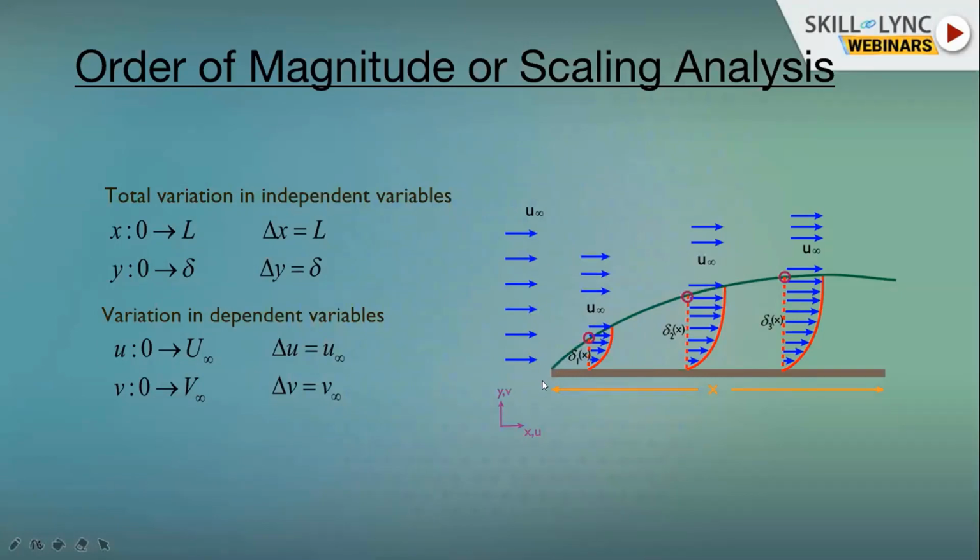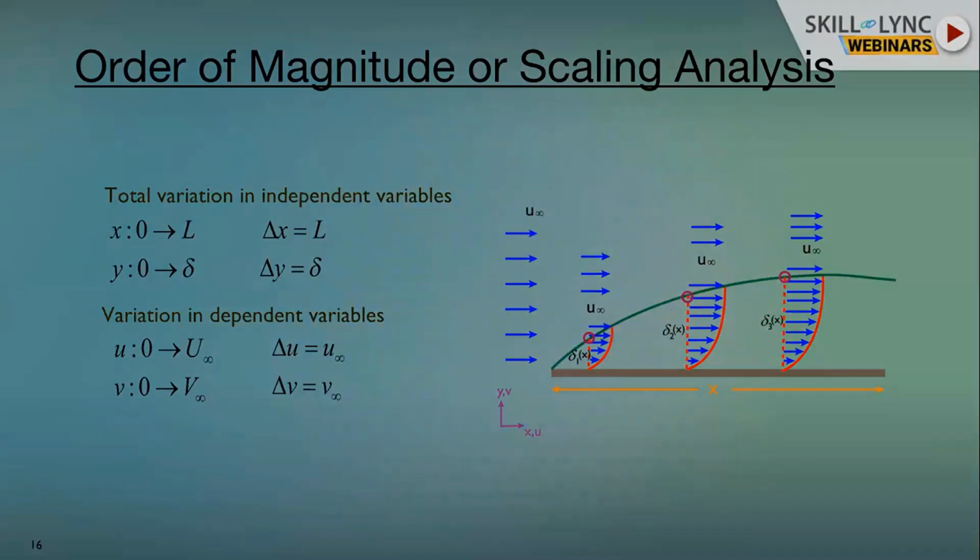So delta x is nothing but L minus 0, that is L. Delta y is nothing but the thickness of the boundary layer itself, delta minus 0, that is delta. So what is the variation of u and of v? My u varies from 0 up to u infinity in the free stream. So the total variation is u infinity minus 0, that is delta u equal to u infinity. For v, I assume v infinity is the velocity at the edge of the boundary layer, so it goes from v infinity to 0. So v infinity minus 0 equals v infinity, right?